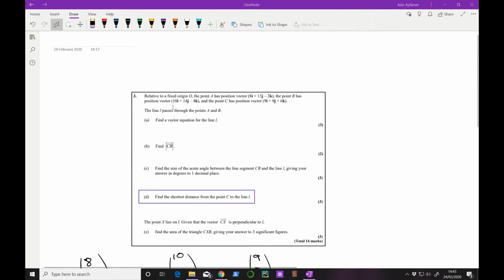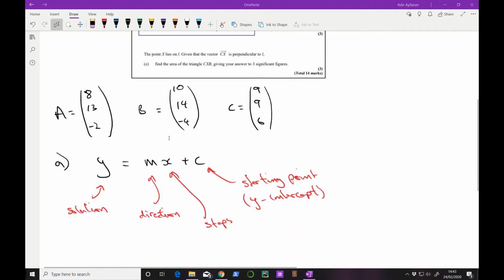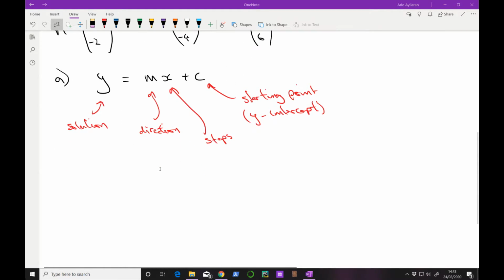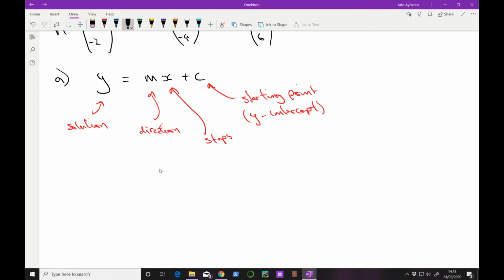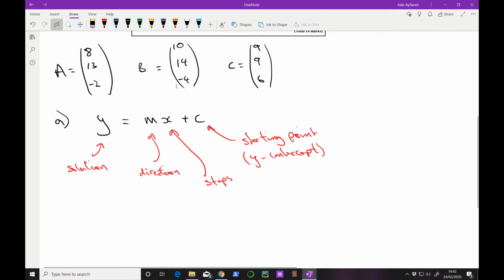So the question says that the line L passes through A and B. Find a vector equation for the line L. The vector equation for any line is always going to be in a form that is similar to y equals mx plus c. So the first thing we do is note down our starting point. The starting point can be any of the points that the line L passes through, so in this case, A or B.